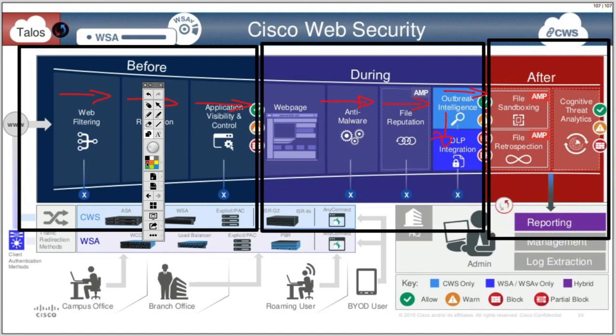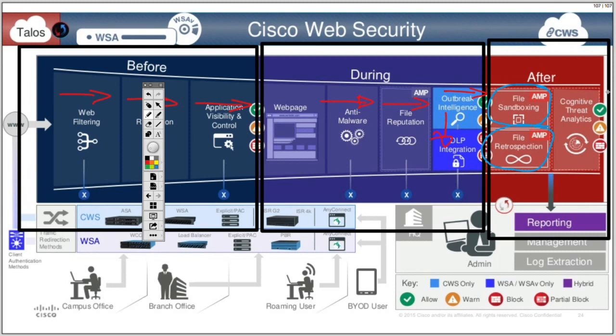Pretty much in the after phase, what we do is sandboxing. So we do sandboxing through Advanced Malware Protection, which means we upload the file in the cloud to be sandboxed to see if that's malware or not. And then we do file inspection via AMP as well, which means we constantly monitor the result of that file being downloaded.